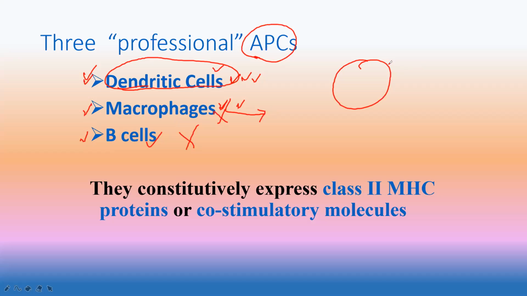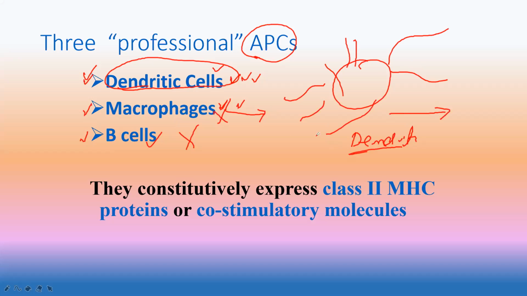Another reason why dendritic cell is very good for antigen presentation is that it has these processes, like dendrites. With these processes they can move faster. If you see macrophages, they are just a bigger cell, and they do not move much faster.